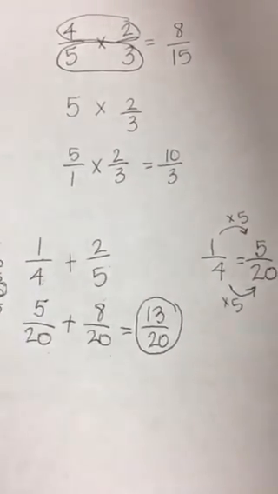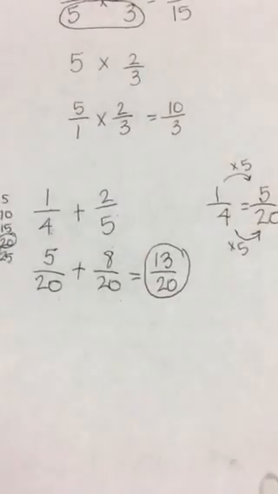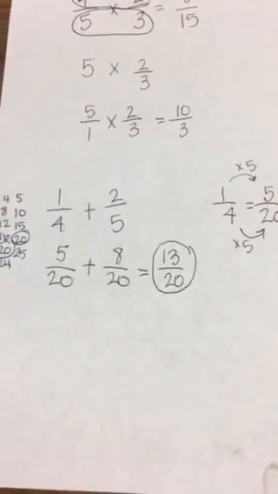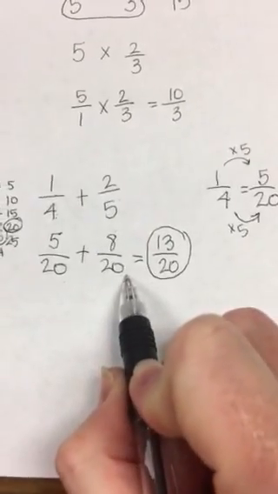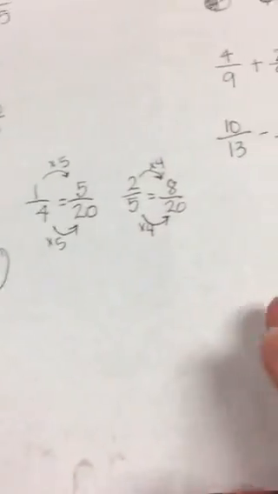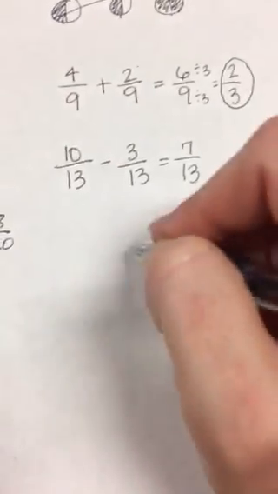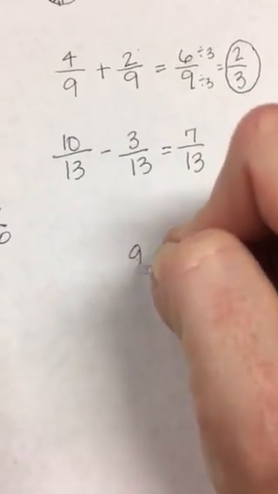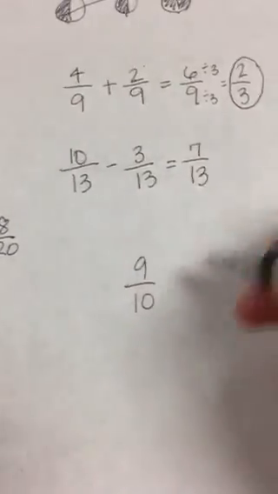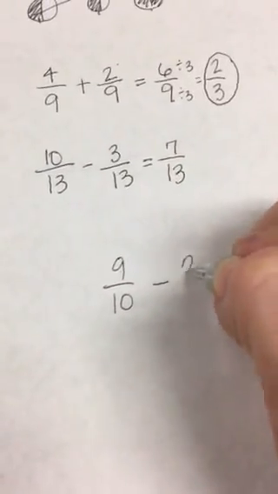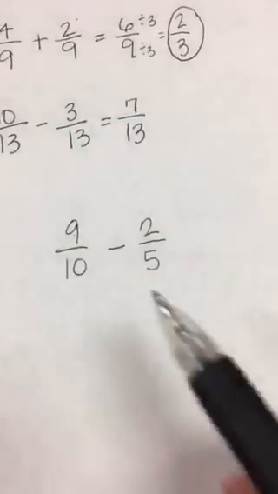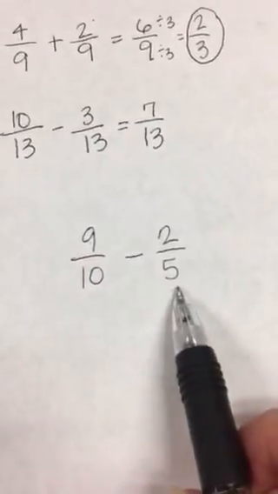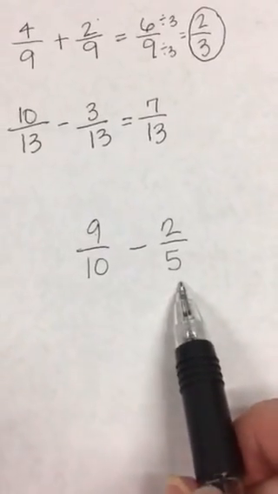So this works with any addition or subtraction problem. It doesn't matter which one you're working on. As long as you can find a common denominator, then you can subtract those two numbers. So what if I have 9/10 minus 2/5? Well, I can't do these two fractions because they have different denominators.